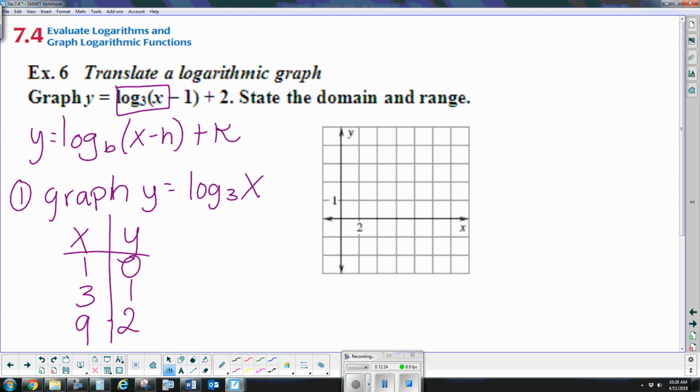So 3 to the 0 power is equal to 1. 3 to the first power is equal to 3, and 3 to the second power is equal to 9. Okay, so first we're going to plot those points. 1, 0, 3, 1, and 9, 2. We're going to sketch in our graph. Again, our asymptote here is the vertical line of the y-axis. And then our second step is to translate the graph.